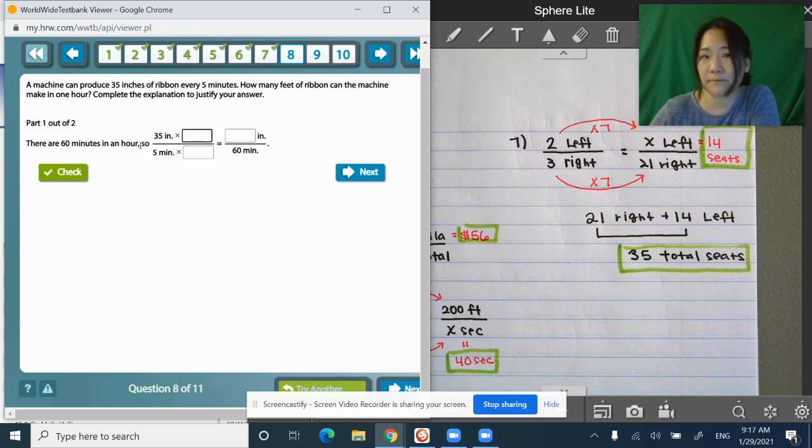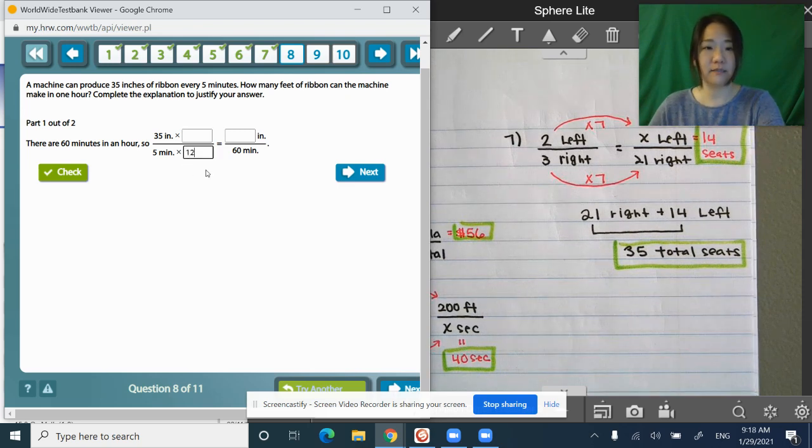If you notice here, they wrote the rate 35 inches on top, 5 minutes on the bottom. And they set it equal to blank inches on top, 60 minutes on the bottom, because that's what we want to find out. Then they're asking what you need to multiply by. I know that 5 times 12 is 60, so I need to multiply by 12. Therefore, I also need to multiply 35 times 12.